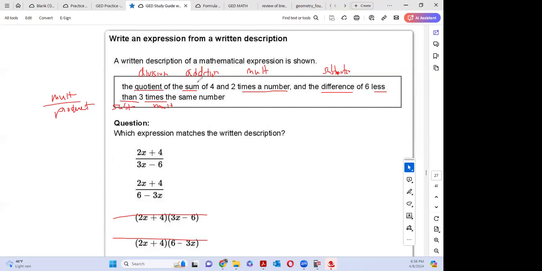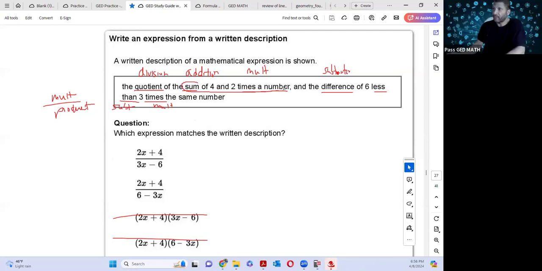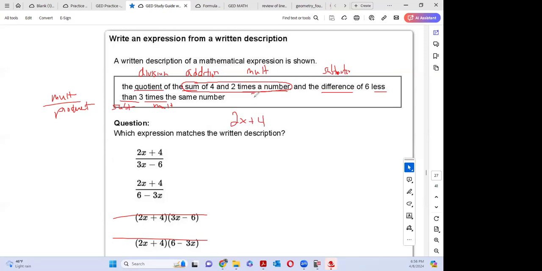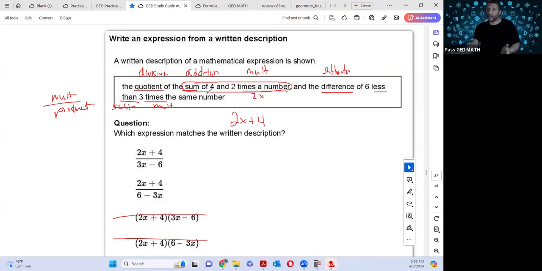Okay, so I'm looking at my second part. The sum, which means addition, of 4 and 2 times a number. So I know that's 2x plus 4. Because 2 times a number is 2x. The sum is plus 4. So that's 2x plus 4.